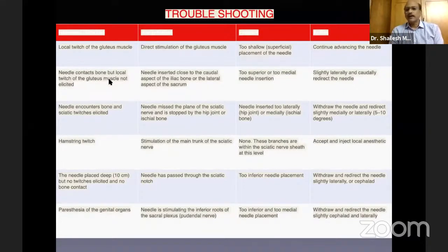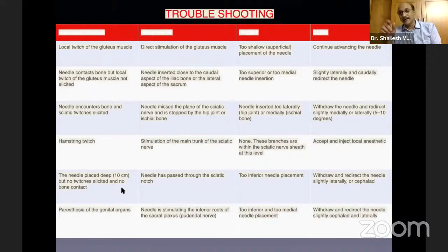Then needle, if it contacts the bone, you're ideal, more lateral or more medial. Then if you get sciatic twitches, and then you hit the bone, that means you have gone beyond that. So again, withdraw and relocate the nerve. If you're getting hamstring twitches, proper hamstring twitches, then if you want, you can accept. But I will not. The needle goes deep, but no twitches elicited and no bone contact.